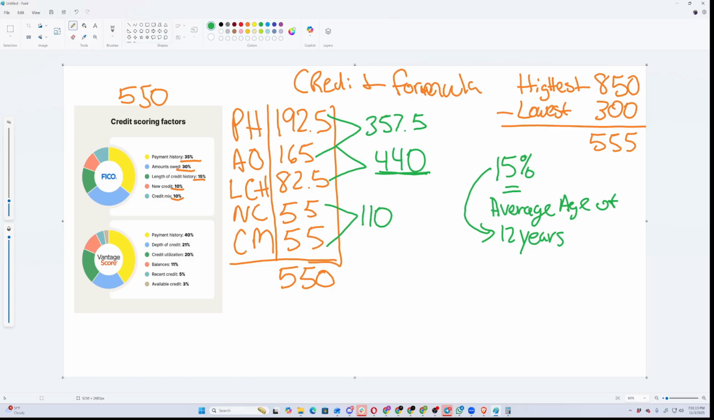Now, how can you fix this? Trade lines, authorized users, all these different things can bump up your age. But the whole thing is letting your system age out. The more your system ages out, the better off you are, the more points you'll receive. That's how you get to that illustrious 850 score.